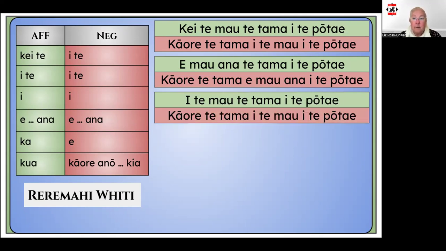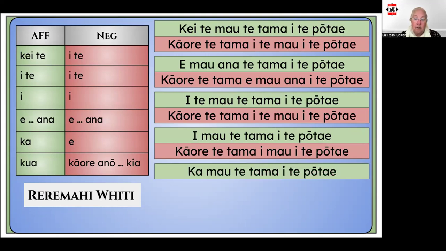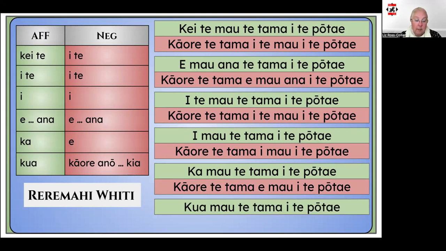I te, kaore i te. I, kaore i. Ka, kaore e. And the last one, kua mau te tama i te pōtae, the whakakahore, kaore anō te tama kia mau i te pōtae. The boy hasn't worn the hat yet.